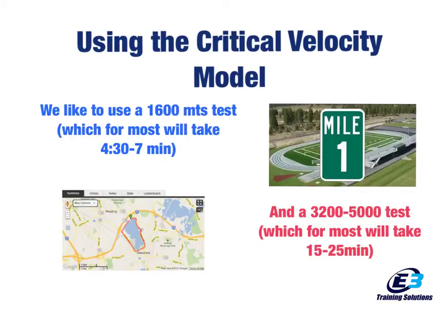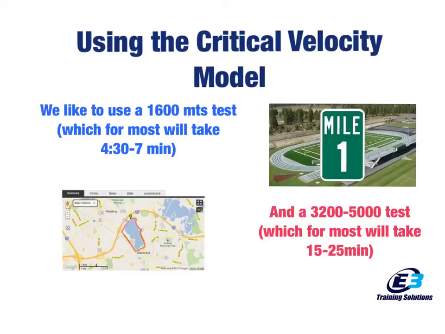Specifically to the tests that we do at E3, we use two. One that is between 4.5 minutes and 7 minutes in duration, which depending on the speed of the athlete might be roughly 1600 meters plus minus. And another longer, which should be between 15 and 25 minutes in duration, which again, depending on the speed of the runner, might be around 3200 to 5k meters in duration.